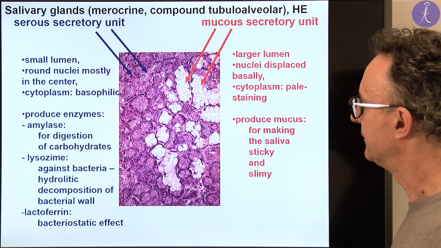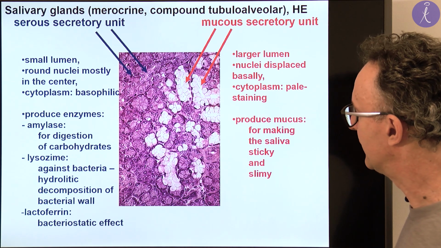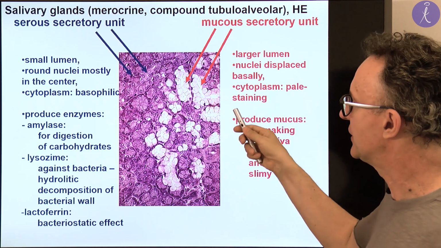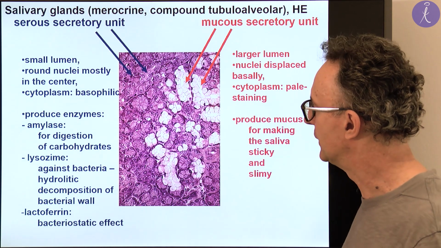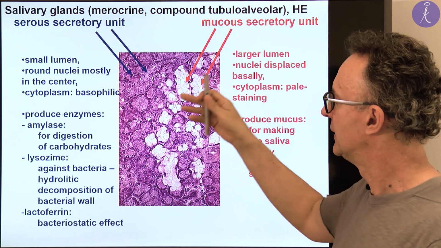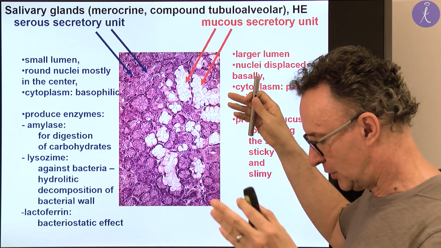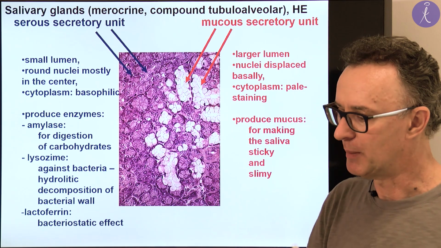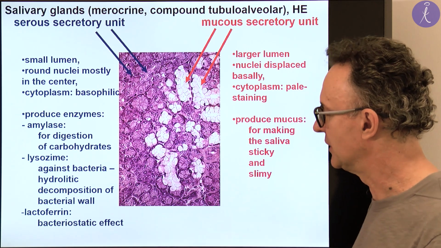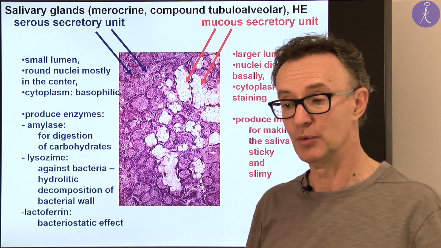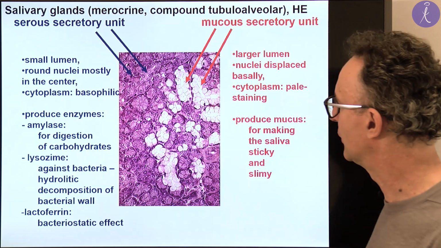Now, in general, we should turn to the salivary glands. In general, I can say that both the serous and mucous glands operate with merocrine secretion. If these are found in the big salivary glands such as the parotid, submandibular and sublingual glands, what I want to describe, all of them are compound tubuloalveolar glands, so this way the most complicated morphology.